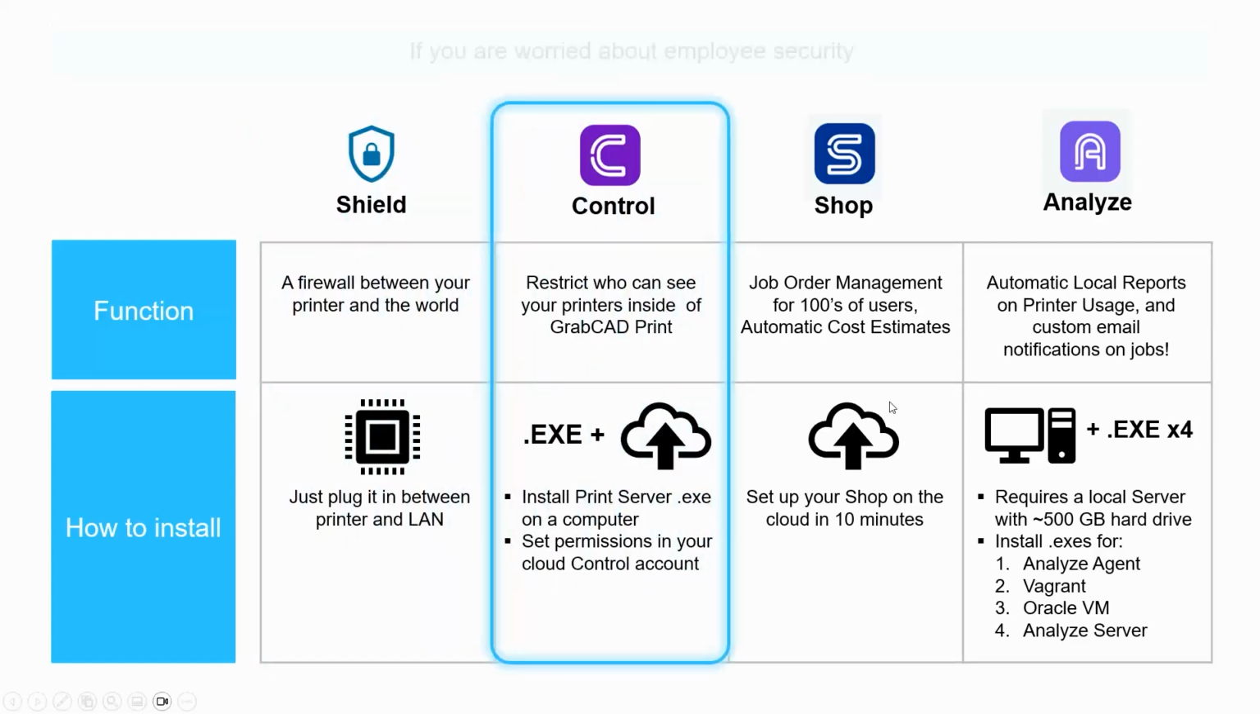Control is if you're worried about employee security. So if you have newer engineers or students, this is very popular among universities, you don't want new engineers and students canceling a 50-hour job halfway through because they don't know what they're doing in GrabCAD Print, or sending a 60-hour job with some expensive material through. So this is a way to control who can see and send commands in GrabCAD Print to your printers. Employee security is the reason for GrabCAD Control.